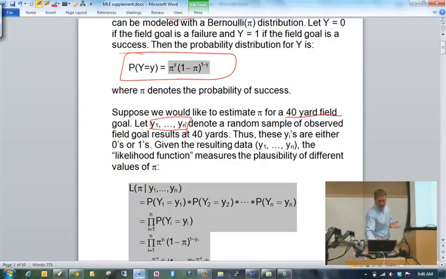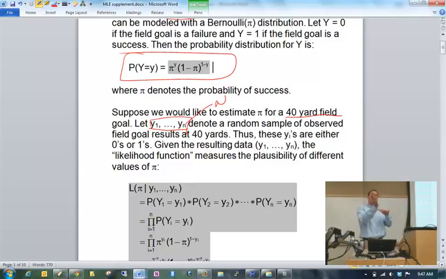And so I'm going to take a, in our case, I'm sorry, in our class we've been typically calling this capital N. I end up using lowercase n there. I don't think that's going to be too confusing. And so suppose we go out and take a random sample of field goal results, maybe 10 field goals, for example. And so y1 would be then the result of the first field goal.